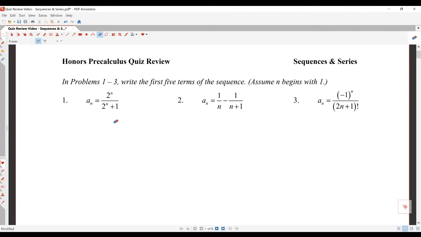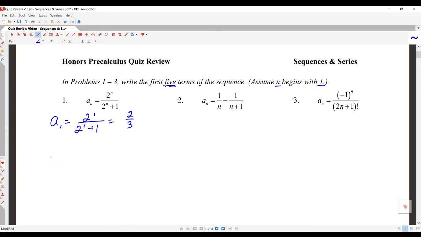All right, numbers 1 through 3, write the first 5 terms of the sequence. So we're going to let n begin with 1, then we're going to plug in 2, 3, 4, and 5. I'm going to be a little more formal on the first term here. So a1 would be 2 to the 1 over 2 to the 1 plus 1. 2 to the 1 is 2, 2 to the 1 is 2, and 2 plus 1 is 3. So our first term is 2/3.